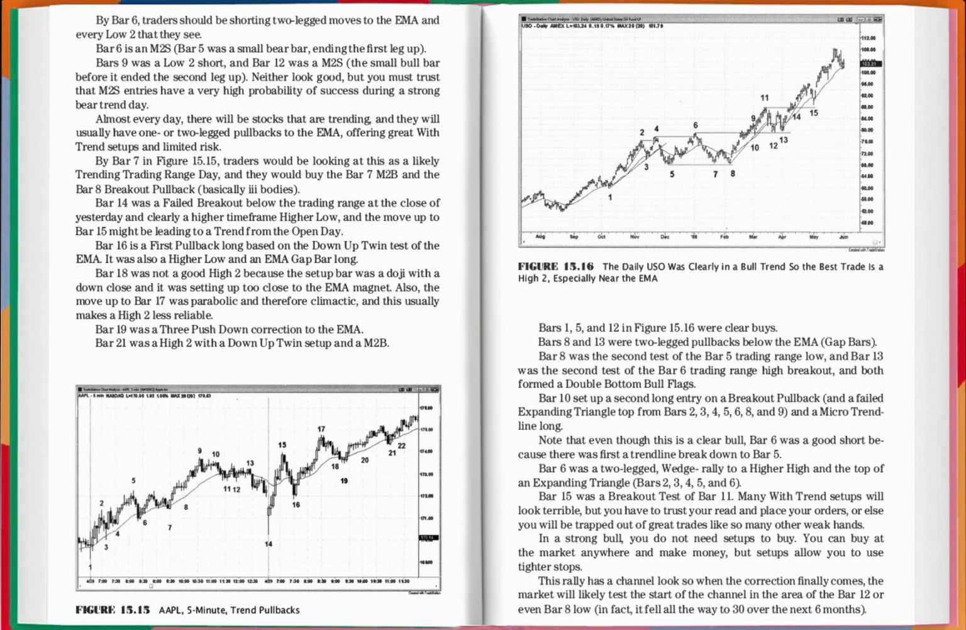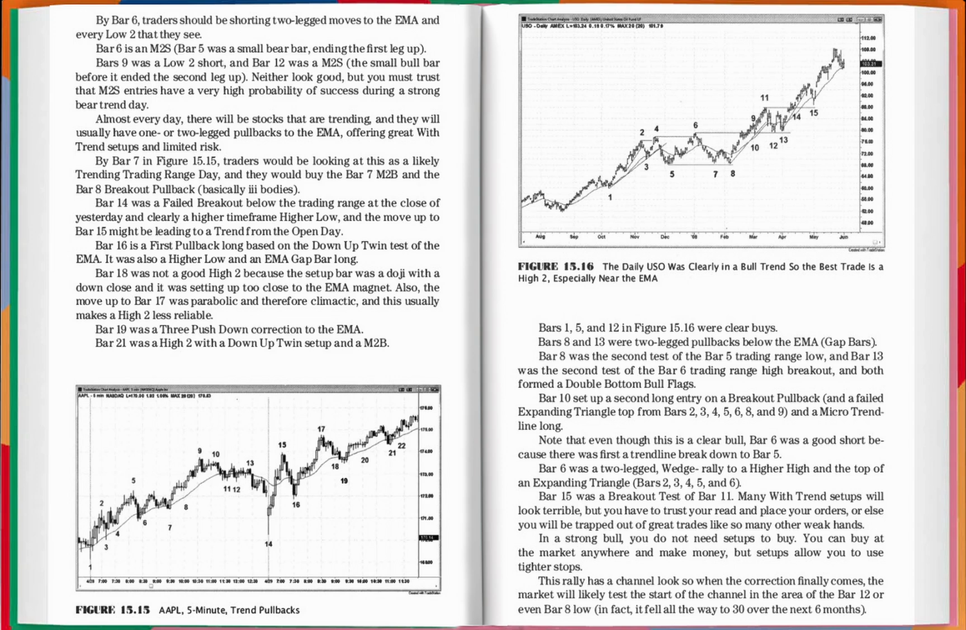Bar 9 was a low 2 short, and bar 12 was an M2S, the small bull bar before it ended the second leg up. Neither looks good, but you must trust that M2S entries have a very high probability of success during a strong bear trend day. Almost every day there will be stocks that are trending, and they will usually have 1 or 2-legged pullbacks to the EMA, offering great with-trend setups and limited risk.